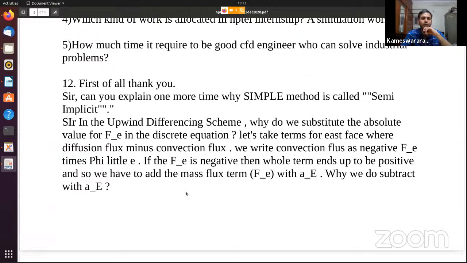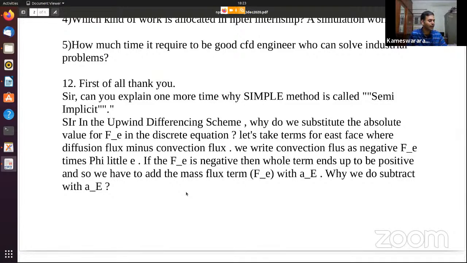Now, in the upwind difference scheme, why do we substitute the absolute value for F_e in the discrete equation? Let's take terms for each face where diffusion flux minus convection flux. We write the convection flux as negative F_e times phi_e. If F_e is negative, then the whole term ends up being positive, and so we have to add the mass flux term.